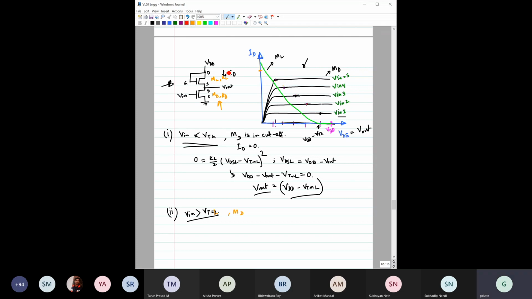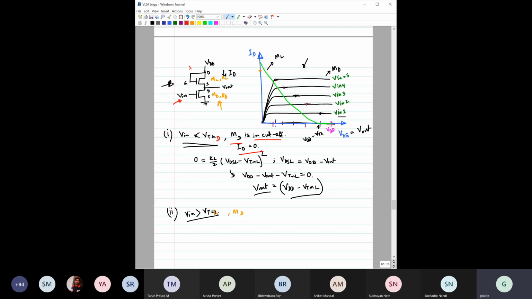See here, because we have now applied V in here, right? So V in is this one. So until and unless this V in is greater than the threshold voltage of MD, or the driver transistor, this transistor would not be on. So it would be VTHD only. So when this V in is less than VTHD, then obviously this MD is cut off. So when MD is cut off, then ID is off. So ID is equal to 0.